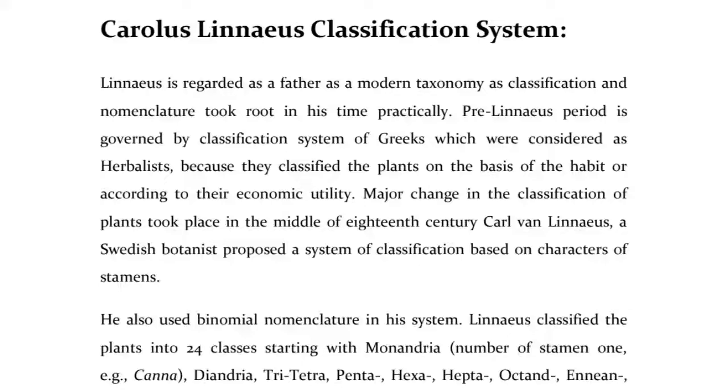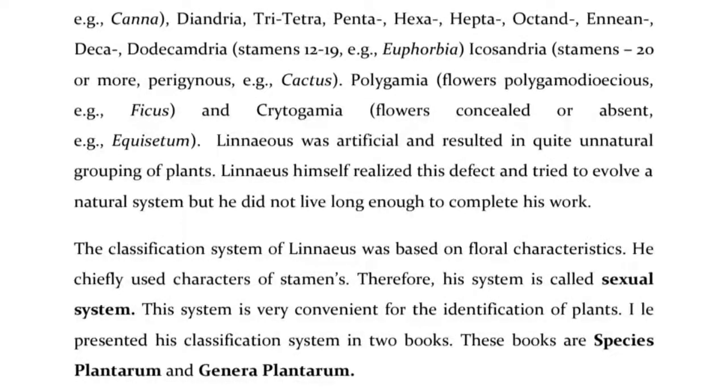Linnaeus classified the plants into 24 classes, starting with Monandria, number of stamens 1, e.g., Canna; Diandria; Triandria; Tetrandria; Pentandria; Hexandria; Heptandria; Octandria; Enneandria; Decandria; Dodecandria, stamens 12 to 19, e.g., Euphorbia; Icosandria, stamens 20 or more, perigynous, e.g., Cactus; Polygamia, flowers polygamous-dioecious, e.g., Ficus; and Cryptogamia, flowers concealed or absent, e.g., Equisetum.